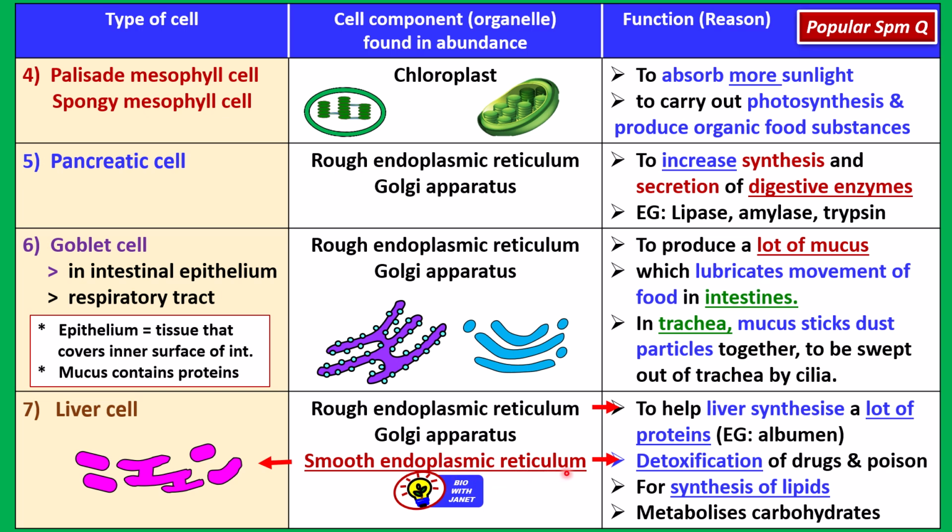Now, liver cells also have a lot of smooth endoplasmic reticulum to aid in the detoxification of drugs and poisons. The liver is used to remove toxins, that means detoxify the body of drugs and poisons. So it needs a lot of smooth endoplasmic reticulum for this purpose. Okay, and smooth ER is also used for the synthesis of lipids and to metabolize carbohydrates, to convert carbohydrates into lipids.